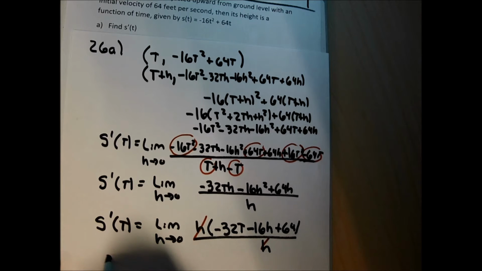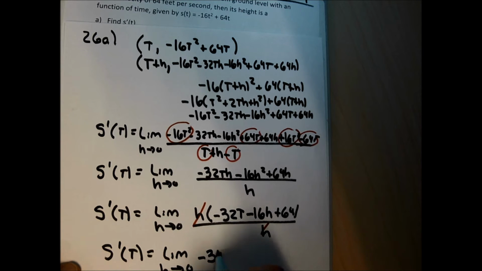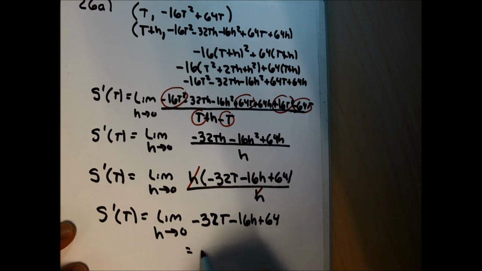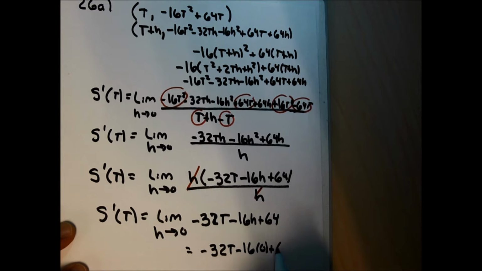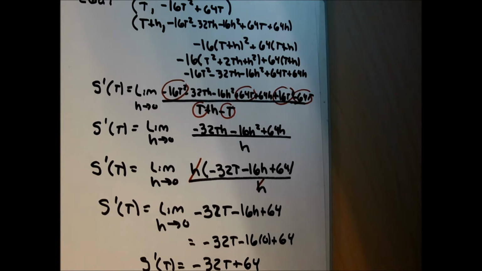I get s prime of t equals the limit as h goes to 0 of negative 32t minus 16h plus 64. Then I plug in 0 for h. I get minus 32t minus 16 times 0 plus 64. So the derivative, s prime of t, is going to be minus 32t plus 64. Oh, I'm getting tired of doing those, so you've got to be too. So that's my answer to 26A.